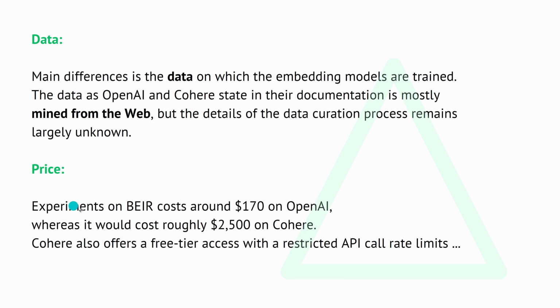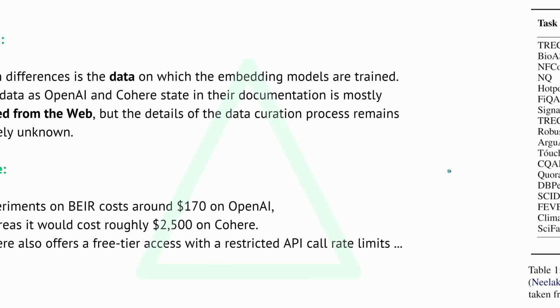So this would be, for the same data set, about $2,500. But wait a second, Cohere also offers free tier access with a restricted API call rate limit. So either you have the money and you say, hey, just run it at maximum velocity, or you take your time and go one day and come back on the second day and see how the game evolves. So you see there's also a difference in the price. If you buy embeddings, if you want to have this insight, then price could be a factor for you.